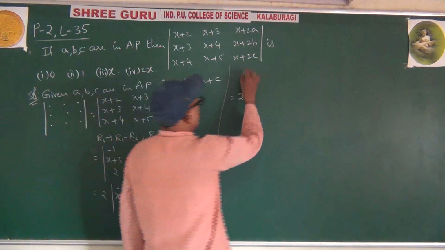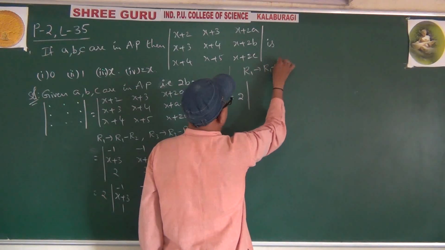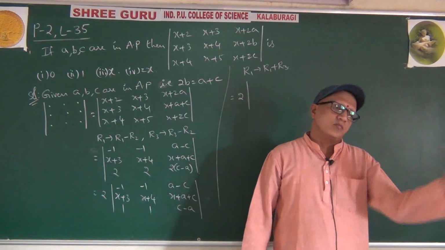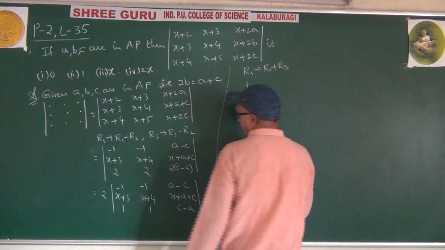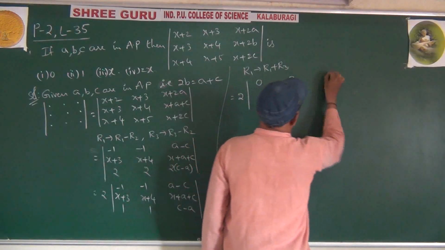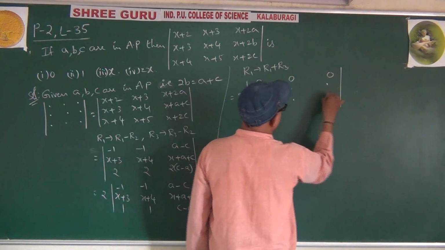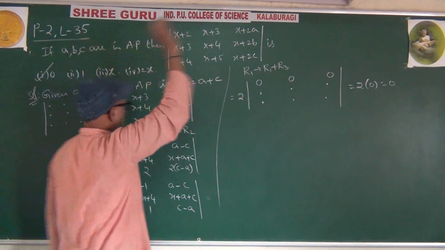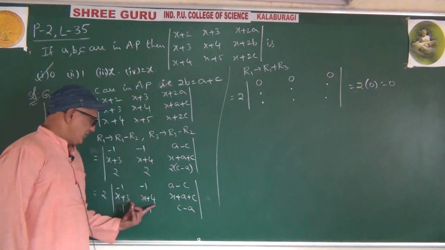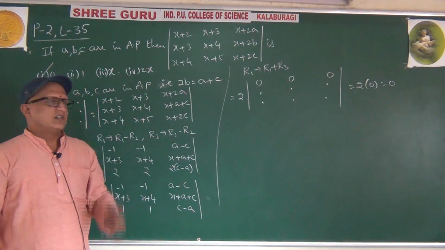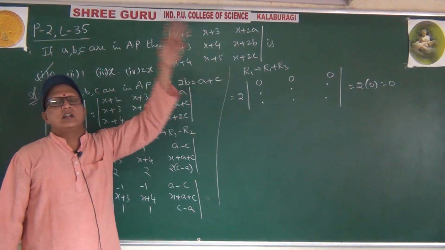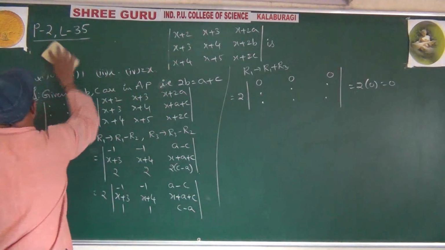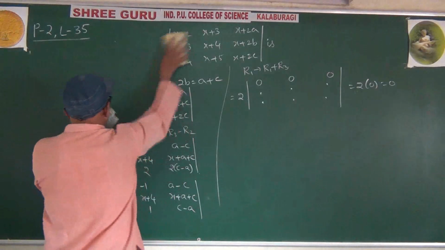So what we have to do? We have to change R1 like R1 plus R3, otherwise R3 like R3 plus R1. Both are the same. If you do that, you will get 3 zeros, remaining as it is, answer 0. Why answer 0? 3 zeros are there in one particular row. If we find 3 zeros in any particular row or in any particular column, then the answer will be 0.